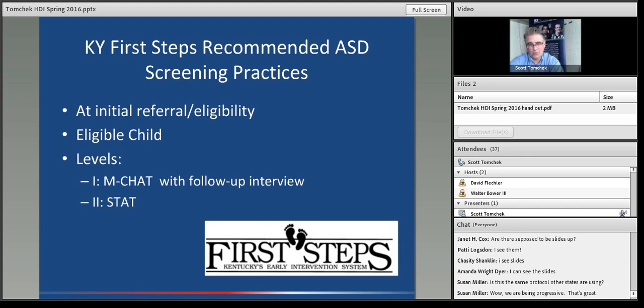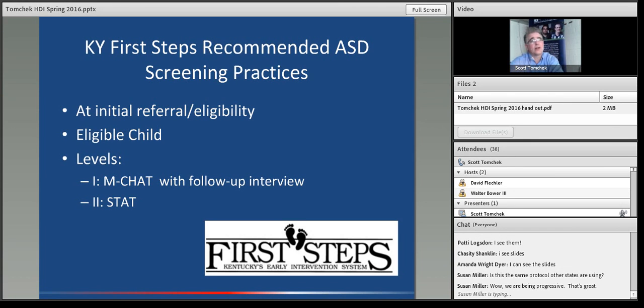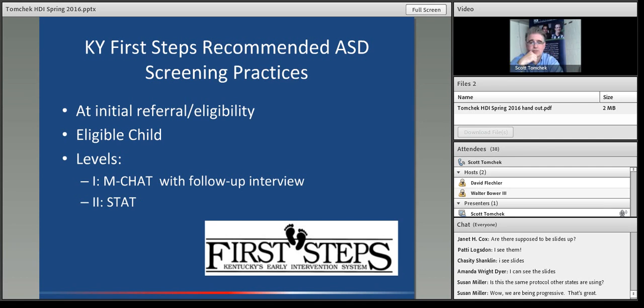So the MCHAT is a level 1. And the R-F stands for revised with follow-up questions, or follow-up interview. It's a revision of the original MCHAT. It used to be 23 items, it's now 20. There were 3 items that were the least sensitive that were removed, and the language was simplified. And some of the early studies found that there was some bias in order of questions, so that if you answered one question where you were concerned, families automatically moved forward answering with concern, and so they reordered the items.